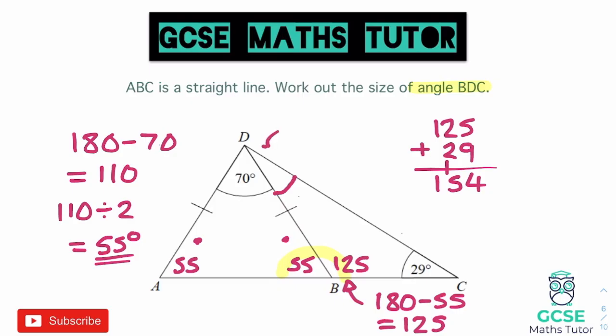So to finish this off, our final bit of working out, we'll do 180, take away 154, and again, if you can do these mentally, that's absolutely fine, but we'll just do our written method for the purpose of this video. 10 take away 4 is 6, 7 take away 5 is 2, and 1 take away 1 is 0, so that final angle there is 26 degrees, and that is the final answer for our question, because there we have found angle BDC.